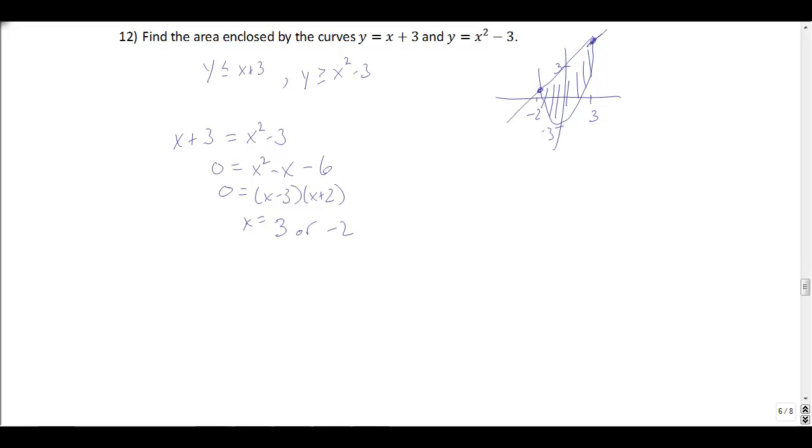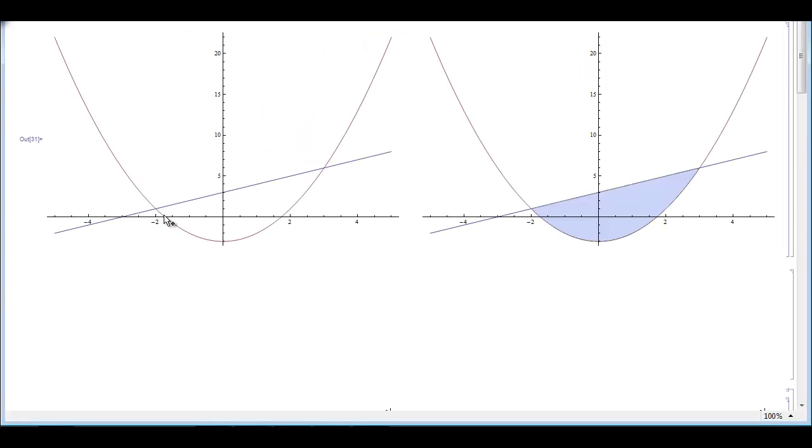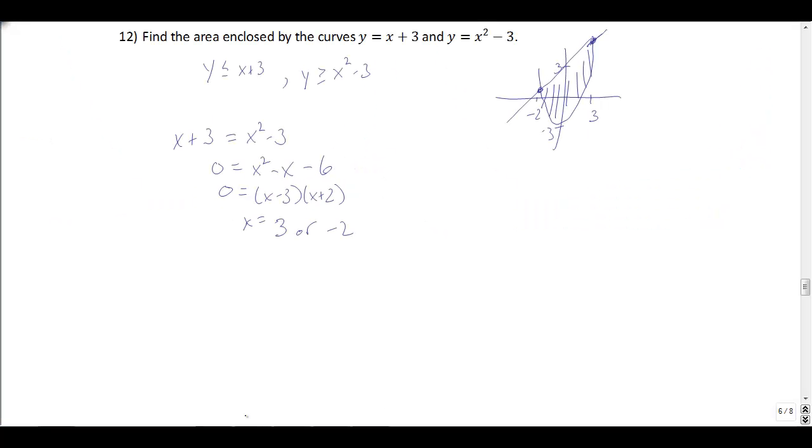You can check that on the graph here. This bound is negative 2, and 2 and 4, halfway in between, is 3. Those both look very plausible. And so what this means is our area should be an integral. We're going to integrate from negative 2 to 3.